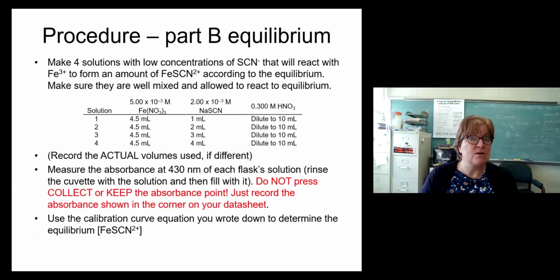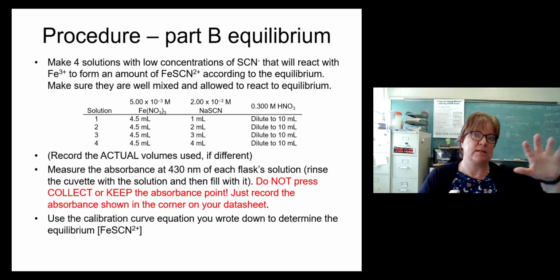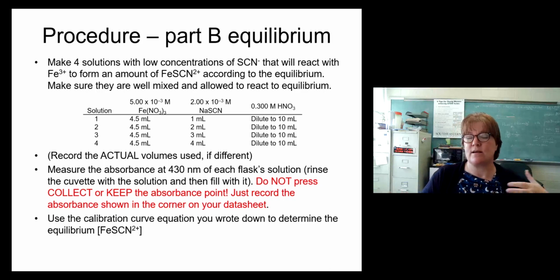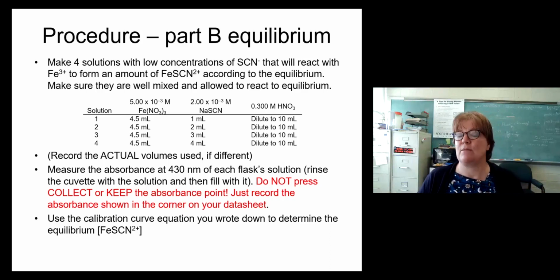Now, part B, we're going to make equilibrium mixtures. Why these are equilibrium mixtures is because we're going to use this 0.005 molar solution. These are now competitive. They're about similar concentrations. That's going to mean that this is not going to completely form the iron thiocyanate ion. Only some of it's going to form. We're going to measure how much gets formed.